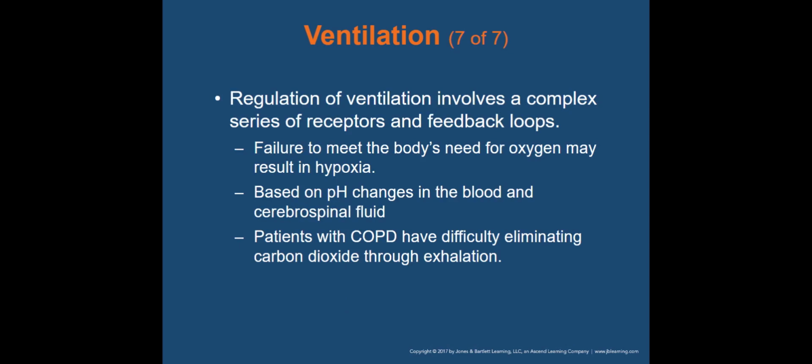Ventilation regulation involves a complex series of receptors and feedback loops that sense gas concentrations in the body fluid and send messages to the respiratory center in the brain to adjust the rate and depth of ventilation. The body's need for oxygen is constantly changing, and you know that when you start exercising, your respirations become faster, because your body has sensed, oh, I need more oxygen for my activity, so it tells your body to start breathing faster.